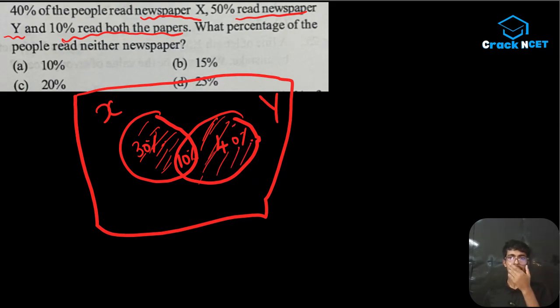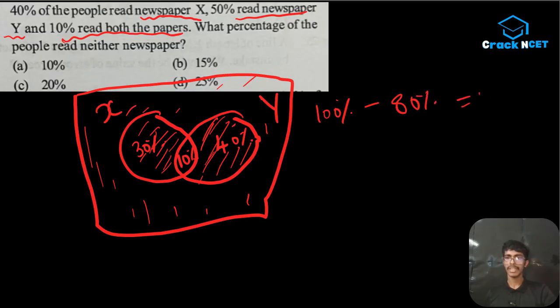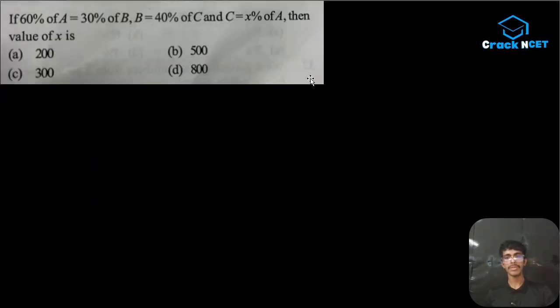What percentage of people read neither of the newspapers? Neither of the newspapers means the outside area, which means 40 plus 10, 50, 50 plus 30, 80. So total is 100% minus that internal area of 80%, we will be getting 20%. So 20% of people read neither of the newspapers. Let's move on to the next question.